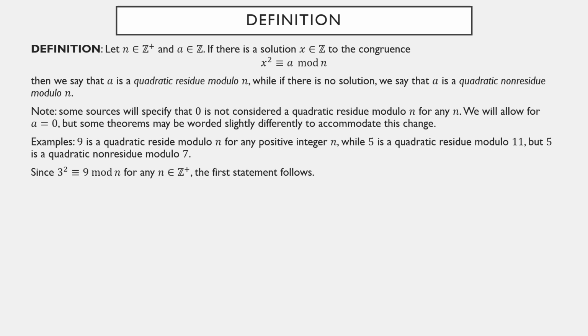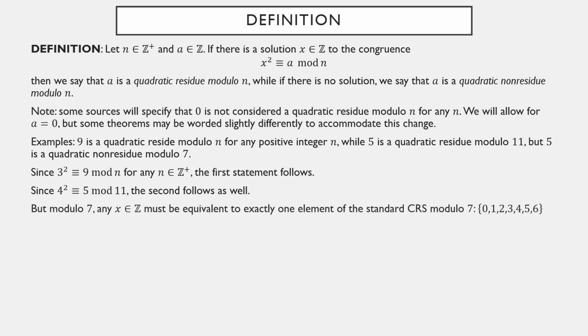So at this point, students may think, how can 5 be a quadratic residue mod 11? There is no integer whose square is equal to 5. That's true, but 4 squared is 16, and 16 is equivalent to 5 modulo 11. So there is an integer whose square, while not equal to 5, is equivalent to 5 modulo 11. Therefore, 5 is a quadratic residue modulo 11.